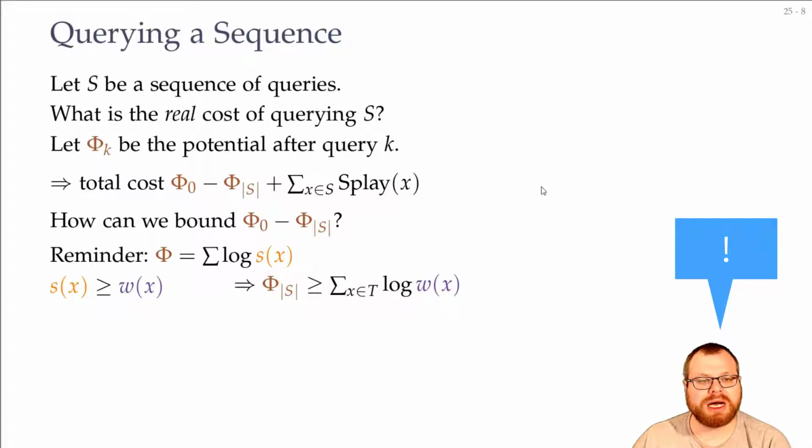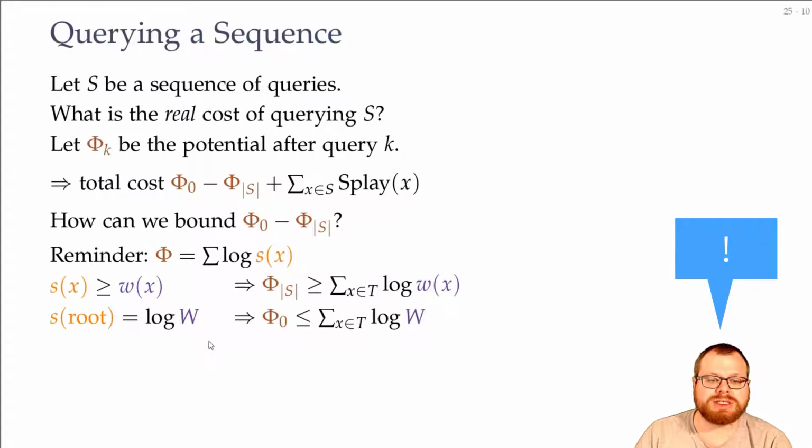And in the beginning, how large can it be? Well, we will again overestimate. So the sum of weights in the root is log capital W. So let's just assume that all the vertices are the root. This is of course not feasible, but if we move them down, the potential only goes down. So the potential can never be larger than the sum of log of this W. And this is for all the vertices in the tree. So this here is basically n times log capital W.